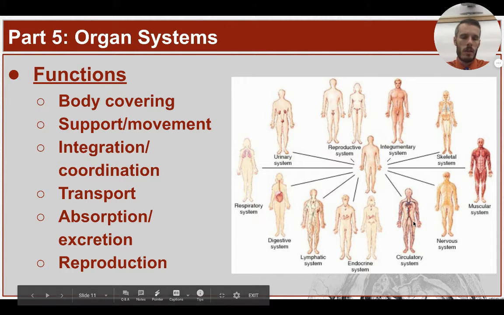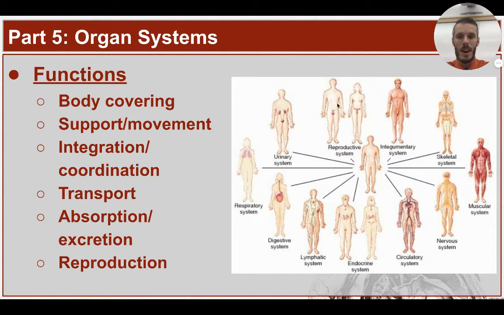Transport, circulatory, as well as endocrine and lymphatic, absorption and excretion, digestive and respiratory, and then reproduction is going to be not your urinary, that is your reproductive system, obviously. Okay, and then excretion is digestion and urinary as well as respiratory. So absorption and excretion are each of those three.